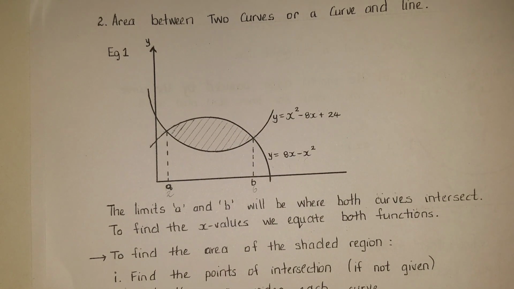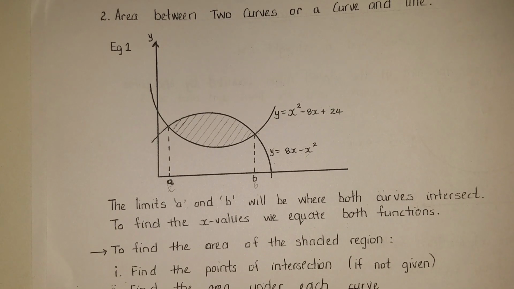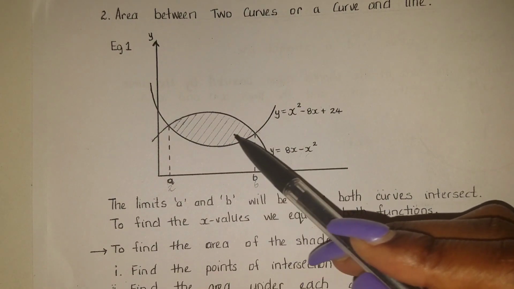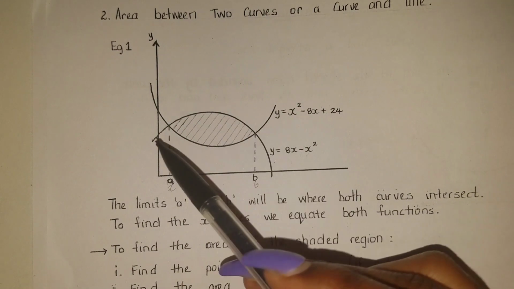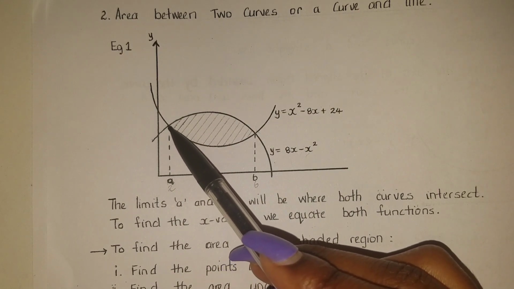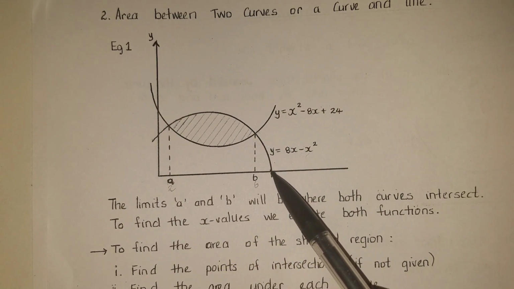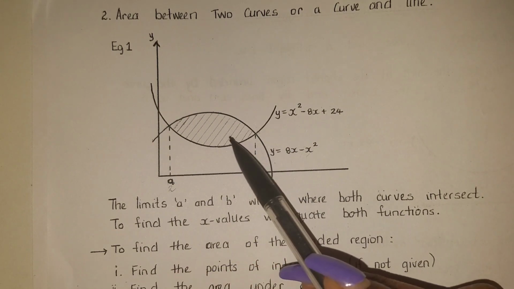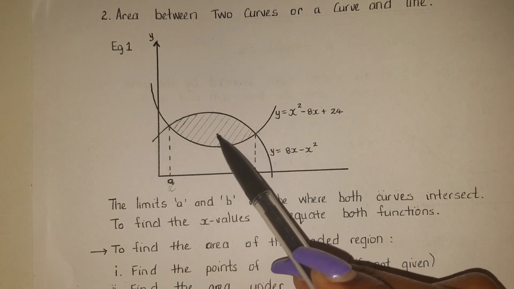Okay. Now back to what I was saying about a shorter method. If we look at our diagram, we want this shaded area. Now the area that falls below this curve, 8x minus x squared, includes all of this.